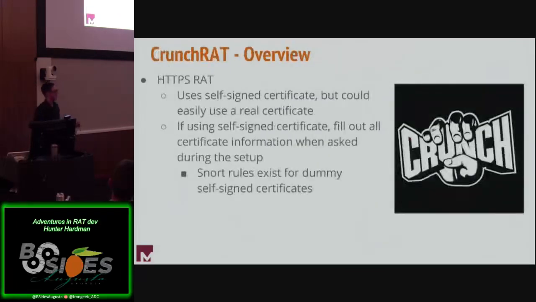All right, so this is the RAT that I came up with, CrunchRAT. Don't ask me how I came up with that name. I don't even remember. But it's an HTTPS RAT. It uses self-signed certificates by default, but you could easily have this use a real certificate if you really wanted to. If you are using the self-signed certificate, I would highly recommend you fill out that information, because if you don't, it's going to get triggered by Snort on dummy self-signed certificates. So don't get caught like that. That's a really silly way to get caught.